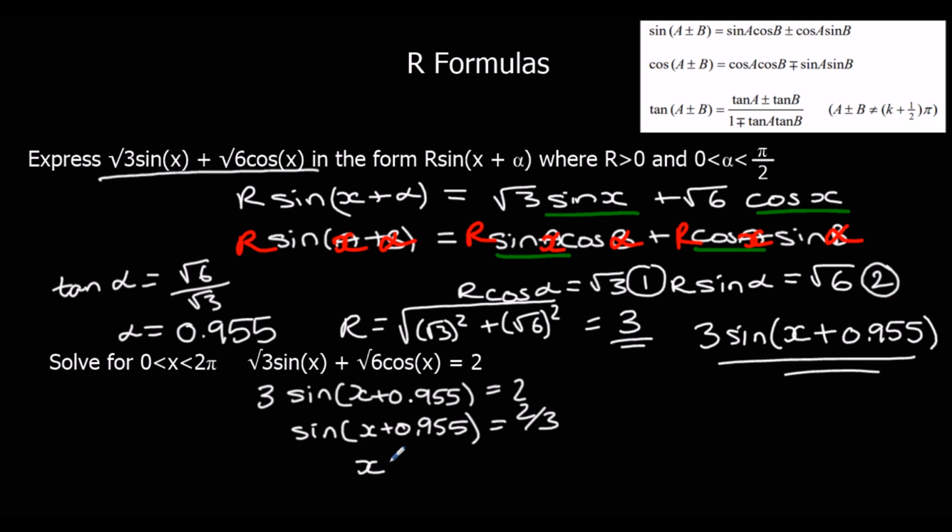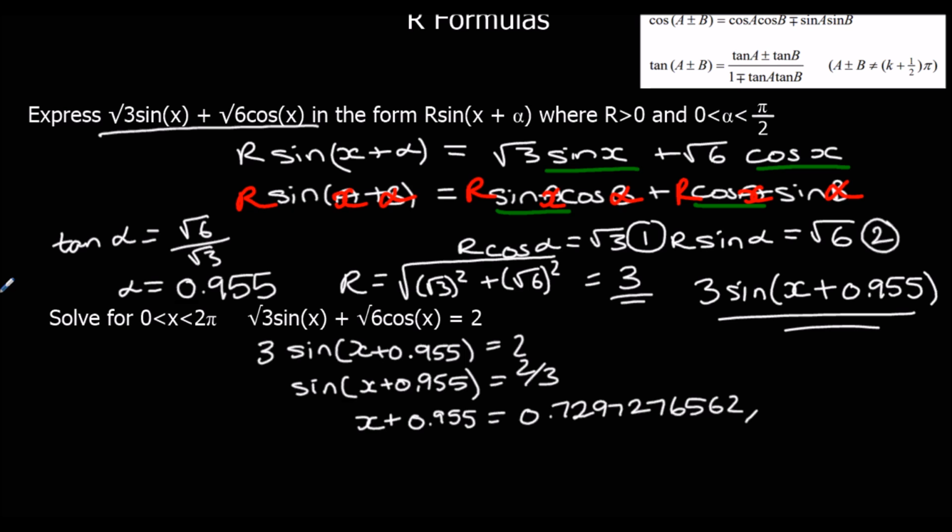And we get the first answer of 0.729727656. I'm going to write down the whole number because we're going to have to subtract 0.955 from all the answers, and we need them to be between 0 and 2 pi. So we'll leave that answer there for now. We're going to do pi minus that answer to get the second answer.